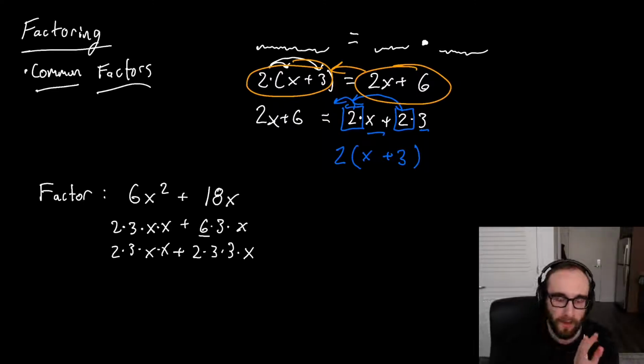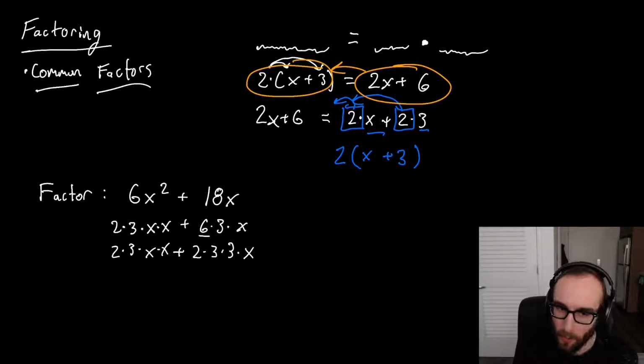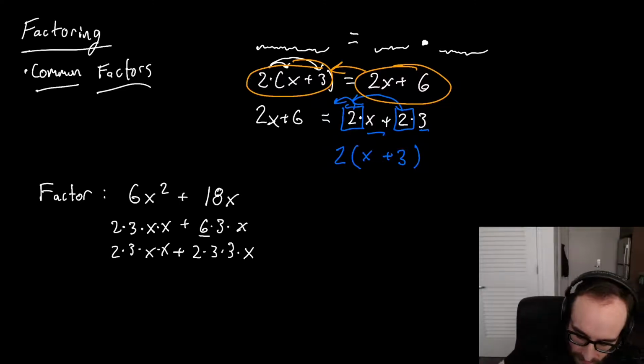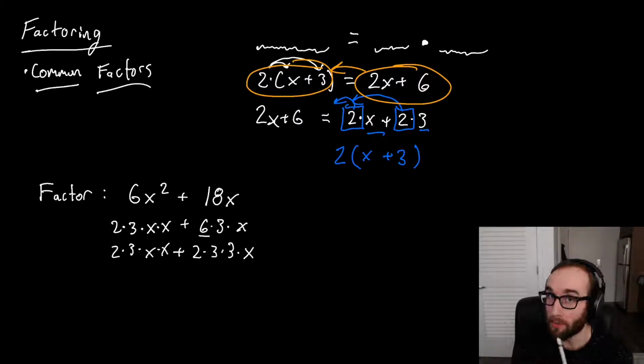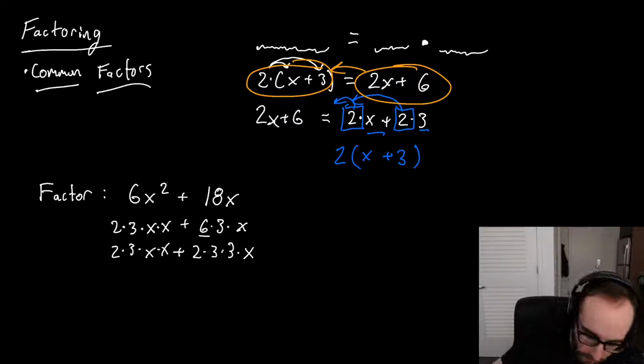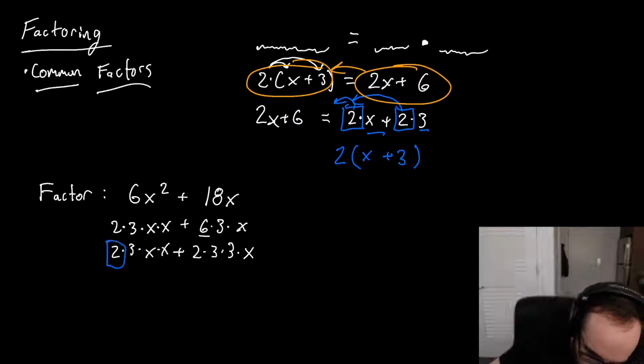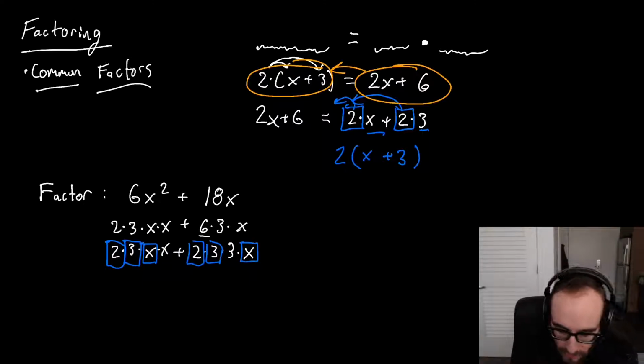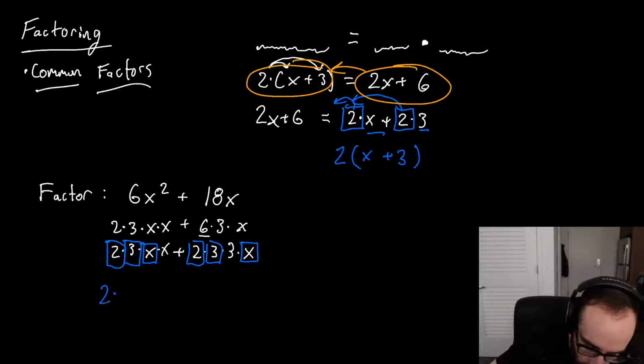And now we've factored both of the terms as much as possible. Next, we want to look for common factors. So what factors appear in both of the terms or all of the terms we're looking at. In this case, we have 2 in both of them. We have a 3 in both of them. And we have an x in both of them. So we can take out the 2, the 3, and the x and put it in front. So 2 times 3 times x.